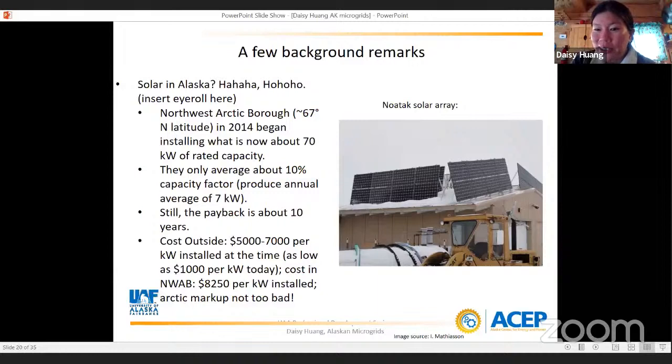Well, guess what? We don't need trackers anymore because the cost of panels has come down so much. You can just put a panel facing every direction and no panel has to rotate. So all these things have brought the cost down so much that in the Northwest Arctic borough, they only have 10% capacity factor, which means a 300 watt panel only makes average 30 watts. And that's fine. The payback is still about 10 years. And even the cost of installation was not as ridiculously high as outside.